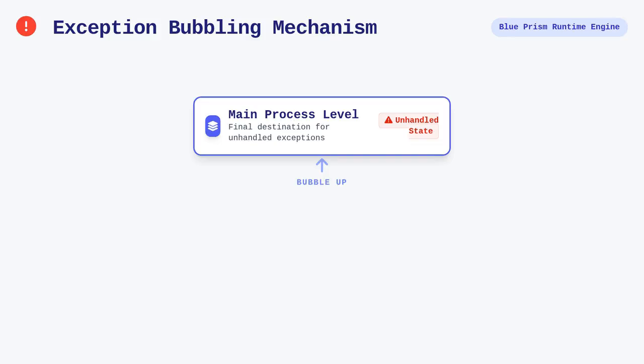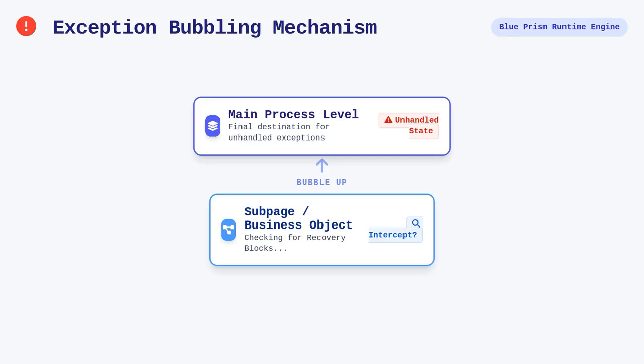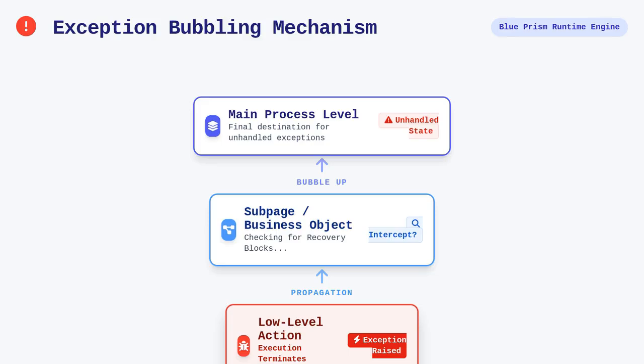When an exception is raised, the current page execution terminates immediately. The engine then inspects the caller of that specific page to determine if a recovery stage is present to intercept the fault. This propagation continues until the exception is either caught by an active recovery block or allowed to reach the base level of the process, triggering an unhandled exception state.